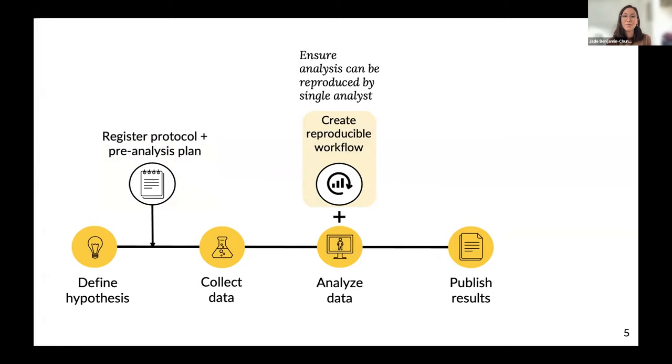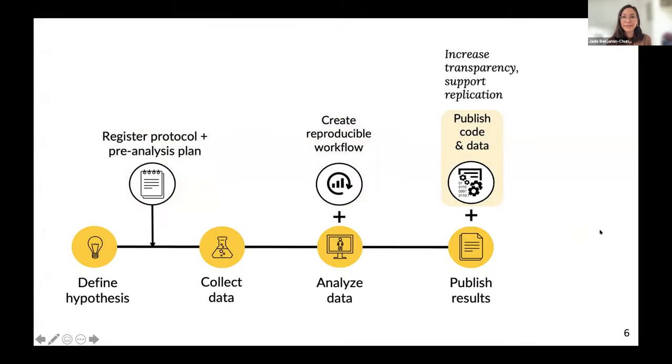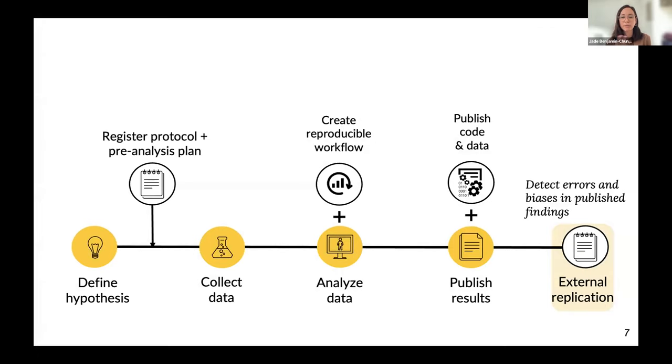That doesn't mean that we've necessarily reduced errors or bias, though, and so I'm going to be talking about some ways to do that. We can publish our code and data to increase transparency and support replications by other teams. And we can do what I'm referring to as external replication, just to contrast it with the internal replication process I'm presenting. This is where a team of scientists who were not initially involved in a study use the data and sometimes the code to try to reproduce or replicate the answer after publication has occurred.